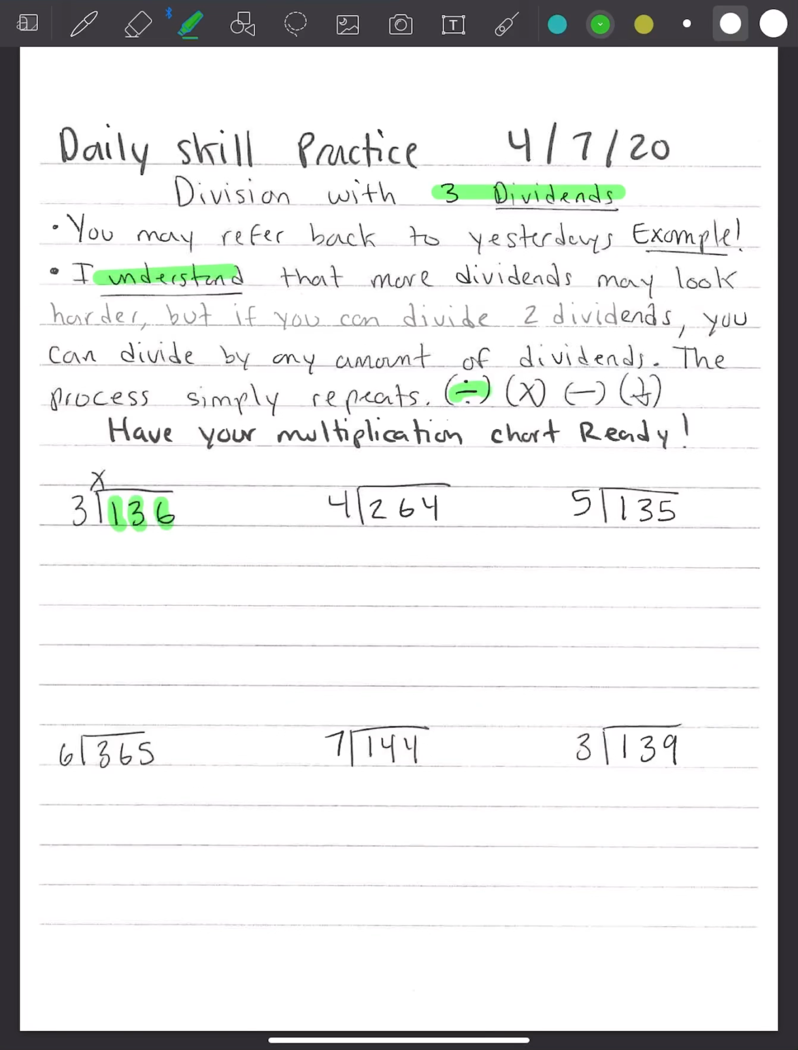You're still dividing first, multiplying, subtracting, and then bringing down, okay? So nothing to worry about. It's the same thing, just an extra dividend. So at this time, you can go ahead and get started, guys. It should take you maybe 20-25 minutes. That's okay. Once you are done, you can come back and finish off the rest, okay? So go ahead and pause the video.